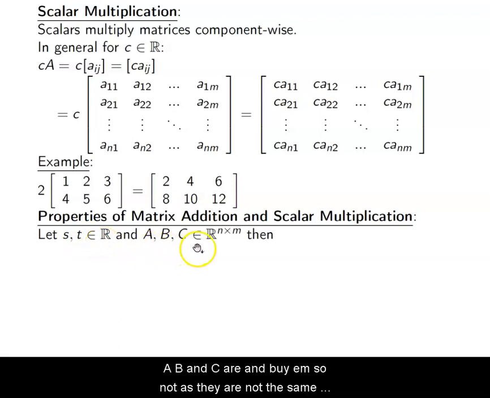A, B, and C are n by m. So notice they are not necessarily the same size. They can be, but they don't have to be. If I had the condition that they are n by n, then that would mean that the following conditions only held for square matrices. Having two different indexes here means that they don't have to be square in this case. Okay, they can be, but they don't have to be.